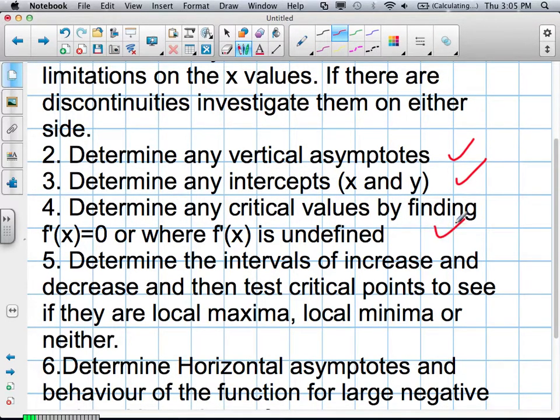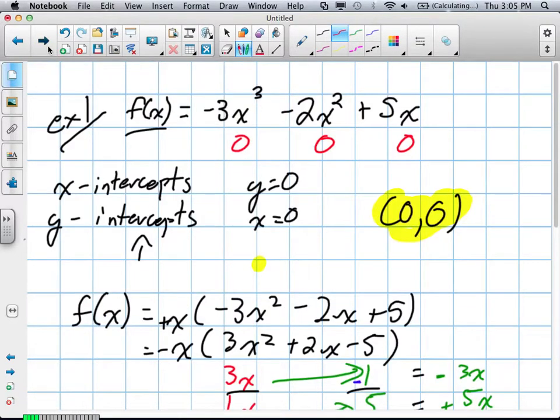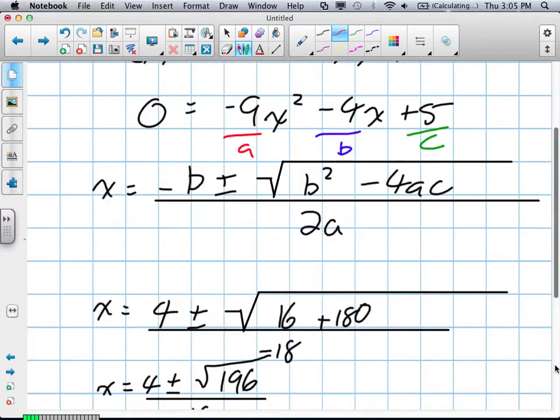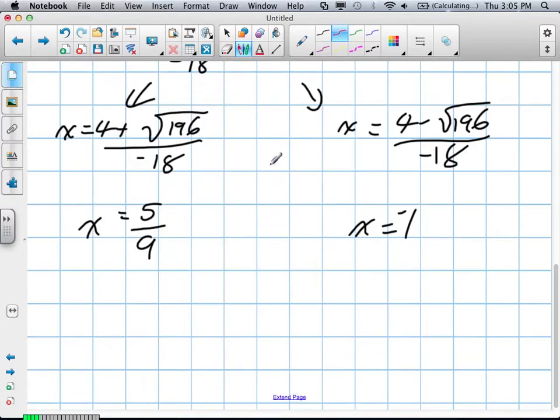Okay, so we found our critical values. Determining intervals of increase and decrease. Well, that's when we take our derivative and we find values around those critical values. We find out what happens when we're approaching the critical value from the left and from the right. So let's go back to our critical values. These were our two critical values.